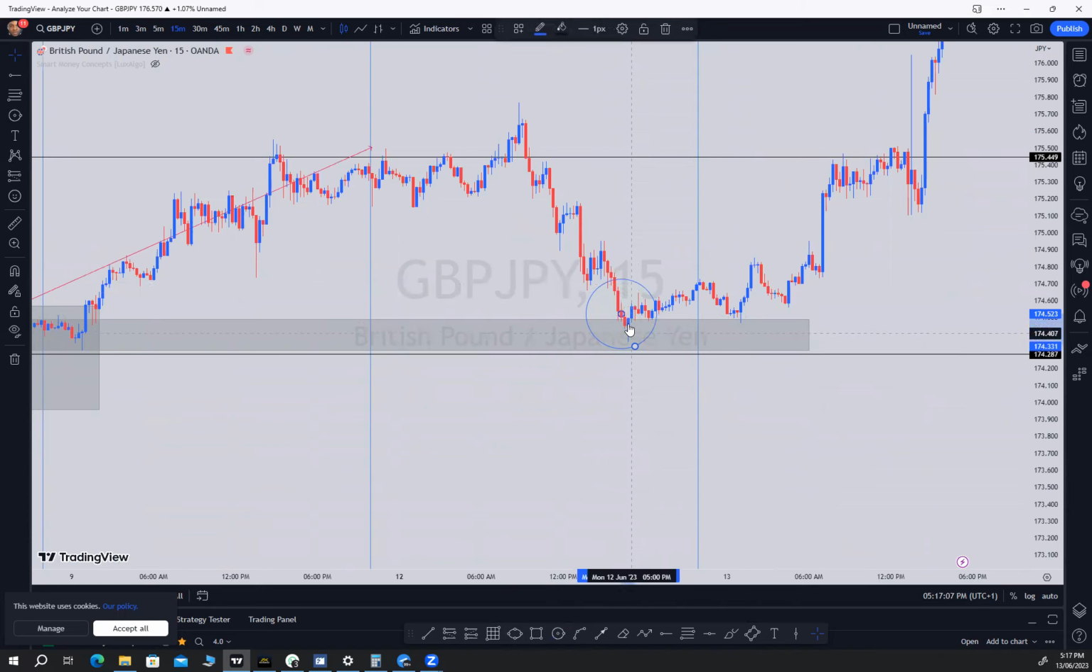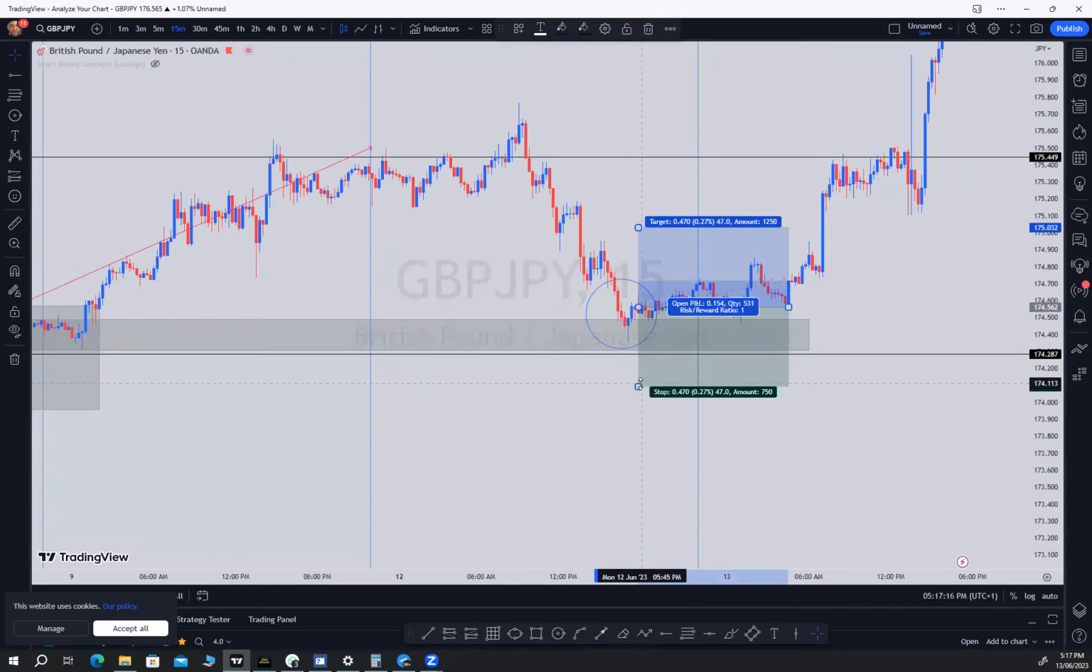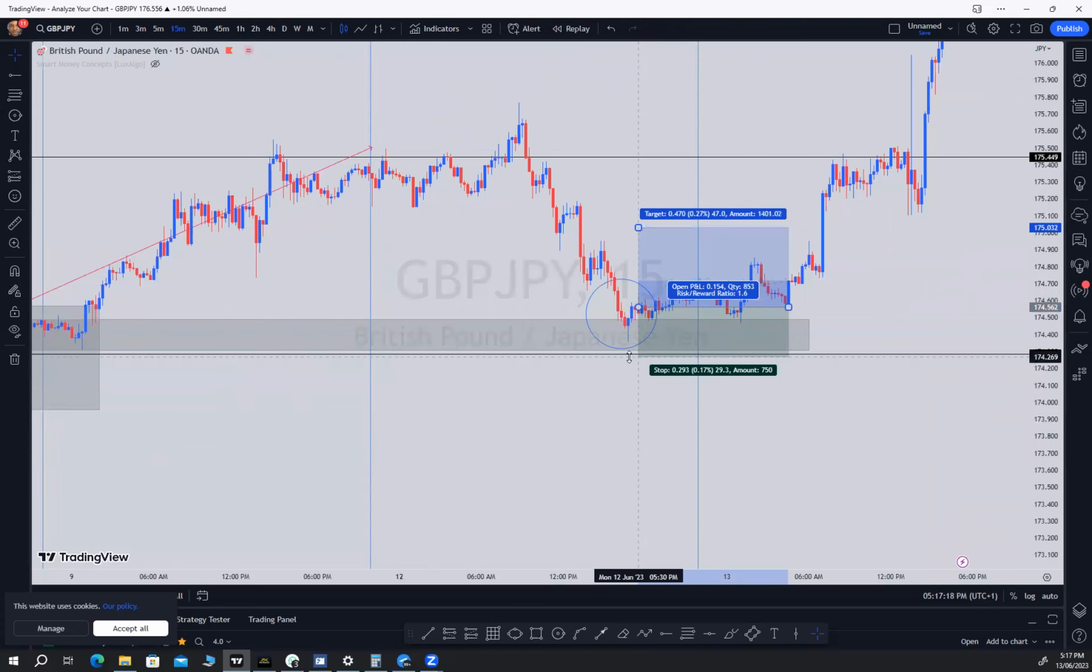So after seeing this push that tipped into my zone, what did I do? I took my long position from this area. That was yesterday. I took my long position from this area, with my stop loss a little bit lower. That's about a 30 pips stop loss that I had on this trade.